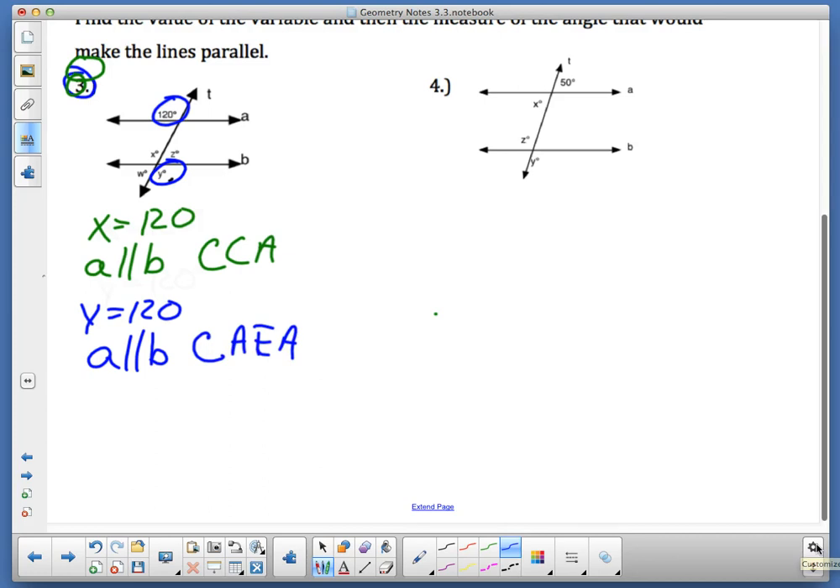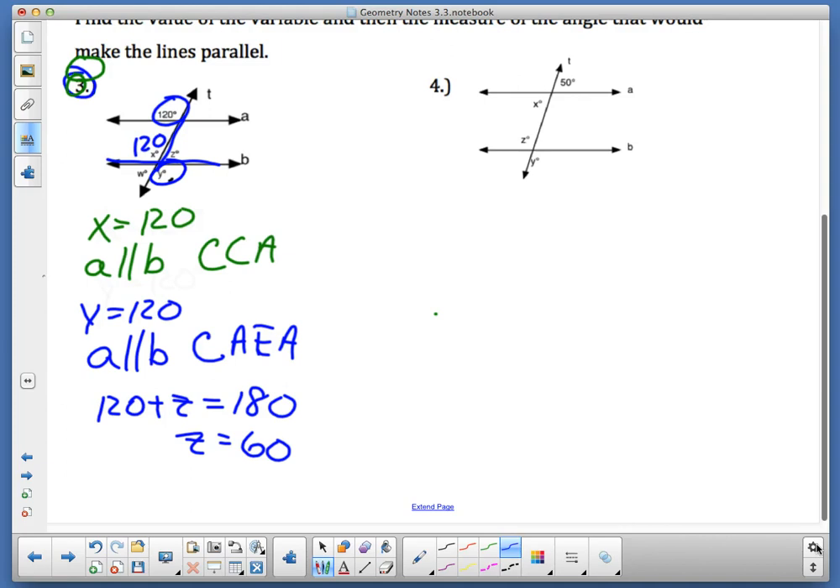Now, I've got some people going, oh, okay, that's fine, but what about W and Z? Well, W and Z are related to X and Y because they're a linear pair with them, right? Do you see it? So if x is 120, what's z? Because x is 120, 120 plus z must be equal to 180, so z's got to be 60.